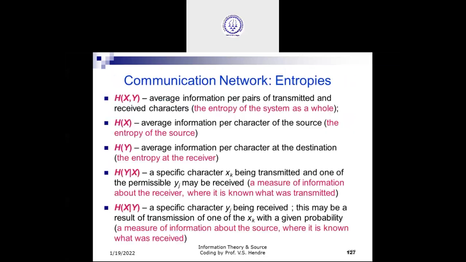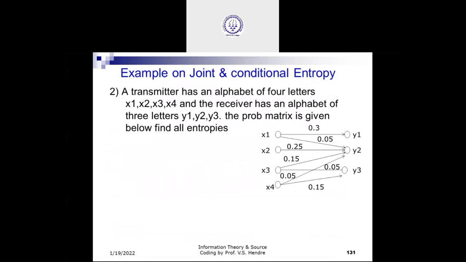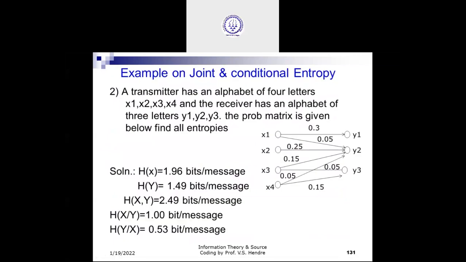Okay, so after understanding the fundamental concepts of information theory applied to the discrete memoryless channel, we understood how to calculate the entropies: the entropy at the transmitter end, H of X, the entropy at the receiver end, H of Y, the joint entropy H of X comma Y, which is the entropy of the system as a whole, the entropy H of Y given X, and the entropy H of X given Y.